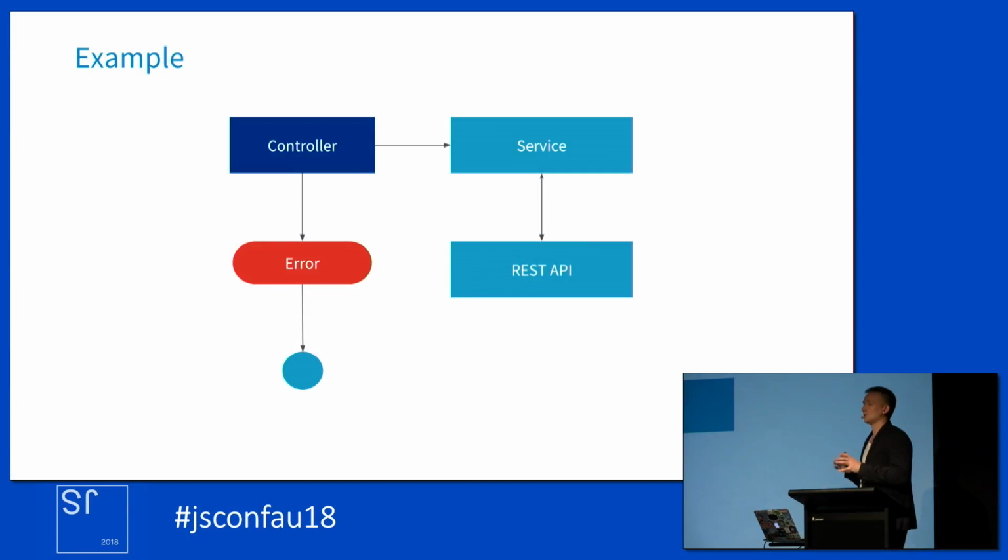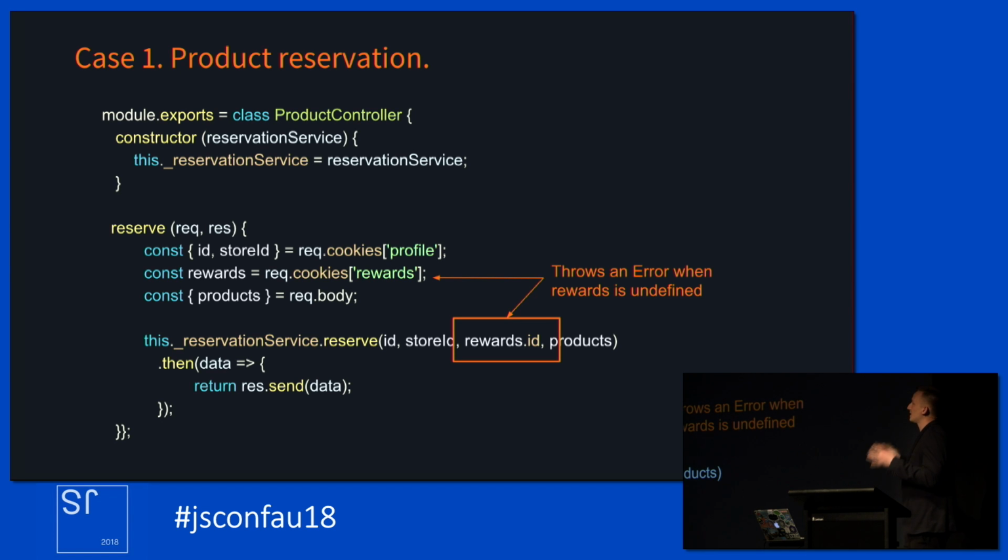Let's move on to a simple example. We have a controller which calls a service that works with a REST API, and the error is thrown in the controller and the application crashes. Here is a simple implementation of product reservation. We have a product controller with a reserve method where user profile and reserve account data are extracted from the cookies. And since some users don't have a reserve account, the application throws an error, your application crashes, and so it's bad.